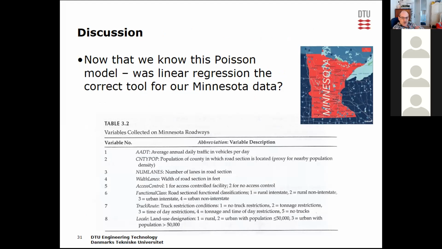Remember this highway data we started a long time ago, way back before Easter, like 6 weeks ago. We did this, maybe 5 weeks ago, but we did this Minnesota highway data. And we've been using this for regression modeling. But now that we know what we know about the Poisson process, and about modeling things, the question is: is linear regression the correct tool for this Minnesota highway data?